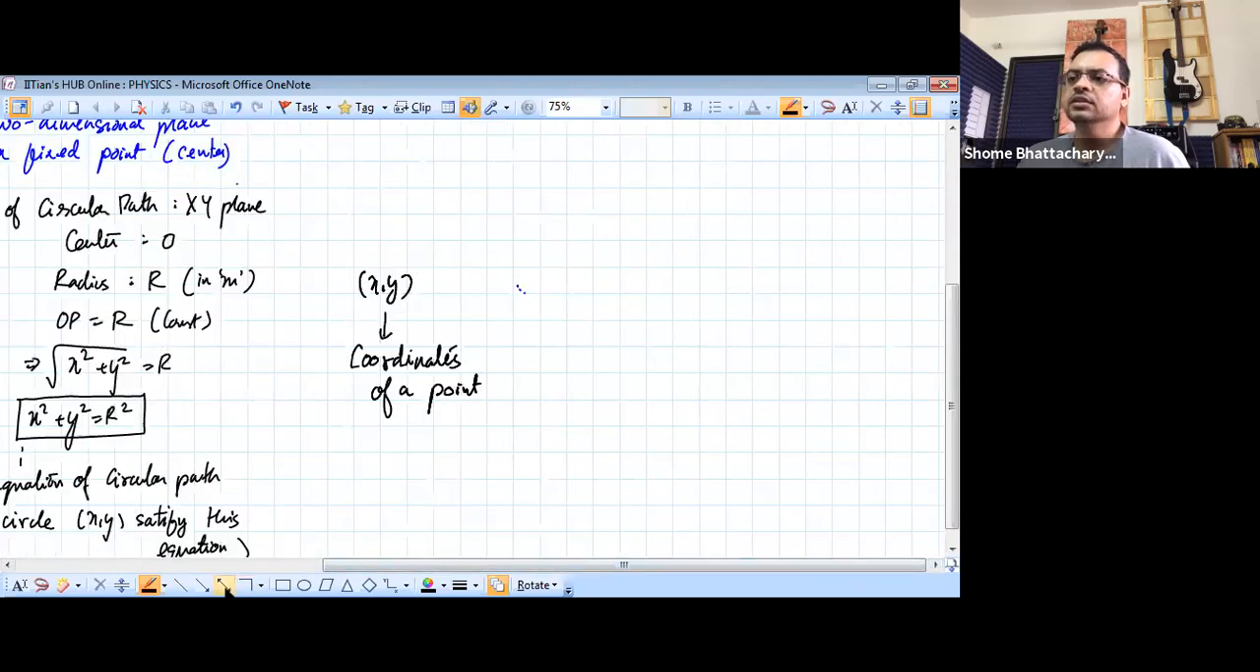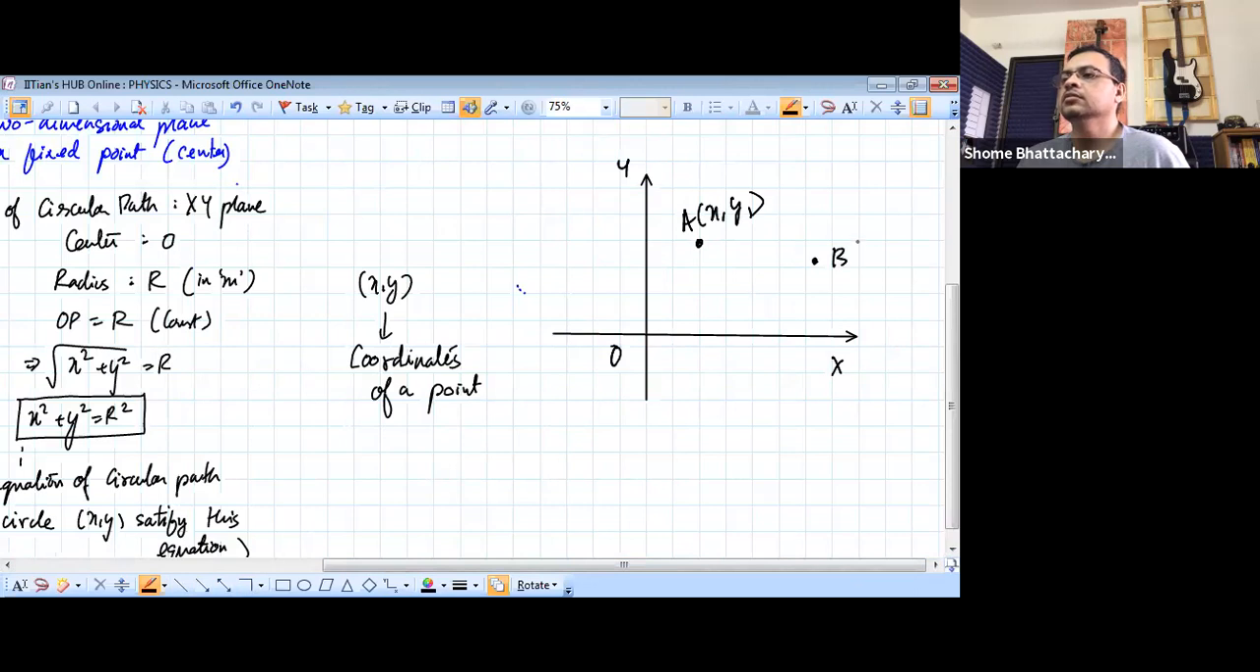In coordinate geometry, if you have two arbitrary points on the xy plane, let's say one point A, which is (x1, y1), and another point B, which is (x2, y2), then the distance between these two points is given by a certain formula, which I'm sure all of you are aware of. The distance between two points, how to calculate it.